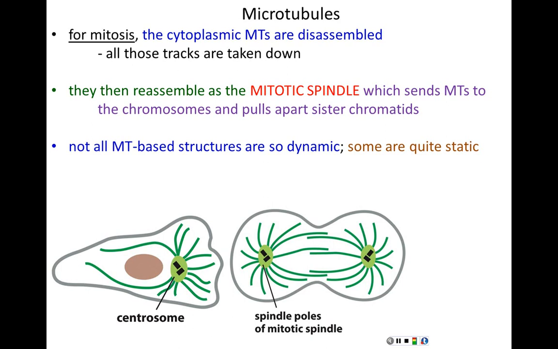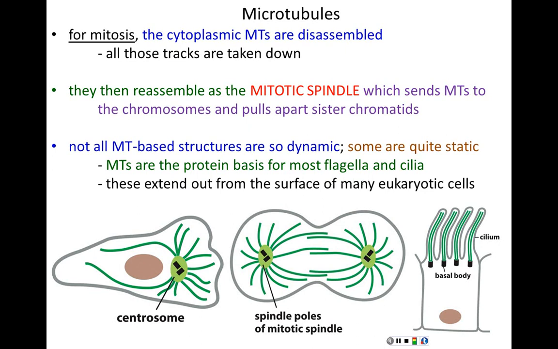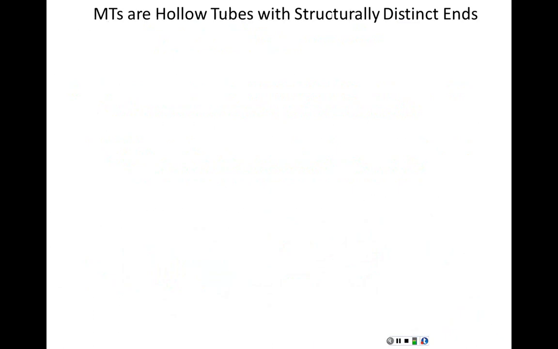Not all microtubule-based structures are so dynamic. Some are quite static. Microtubules are the protein basis for the motile structures of motile cells. So flagella are microtubule-based. Cilia are microtubule-based. These are microtubules that are never taken down, even for mitosis, and they are motor microtubules, microtubules for cellular movement. These structures and the microtubules that make them protrude or extend out from the surface of the eukaryotic cells that house them.